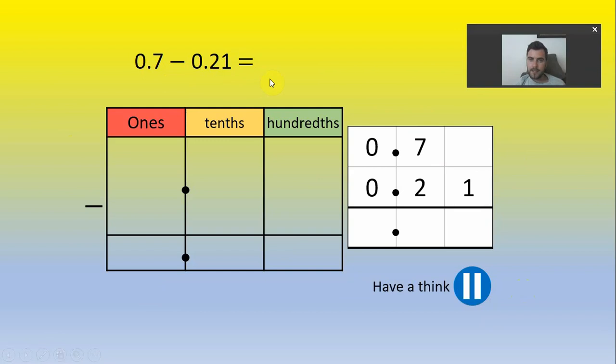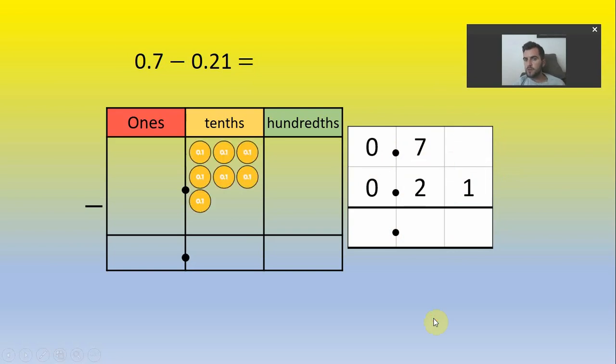Welcome back. Let's see how we fared with this one. So 0.7 subtract 0.21. Okay, so when you lay this out, be really careful. As long as you line up your decimal places, your digits are going to be in the right column. And what you'll notice is we've got nothing here. Okay, we've got 0.7 because we've got 7 tenths and we've got no hundredths. So some people like to put a 0 in as a placeholder, but you don't necessarily have to.